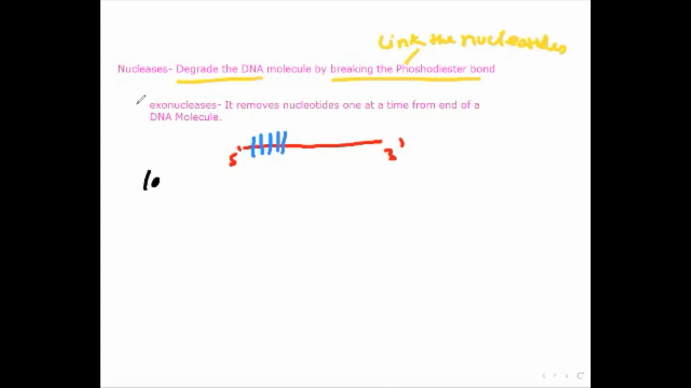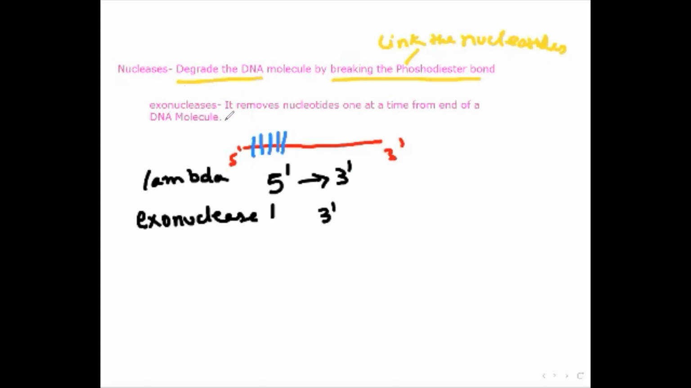Let's start with lambda exonuclease. What is this lambda exonuclease? It removes the nucleotides from the 5 prime end, so 5 prime to 3 prime. That's how it is removing. Then you have exonuclease 1. It removes the nucleotides in the 3 prime to 5 prime direction. Then you have exonuclease 3. What is this exonuclease 3 doing? It is used for removing the nucleotides from the 3 prime end.